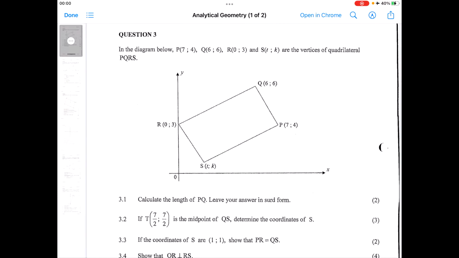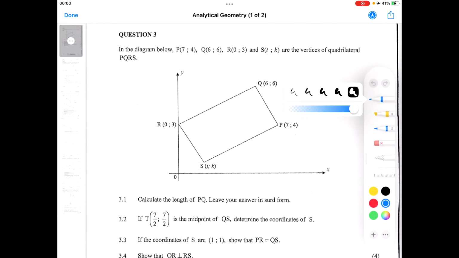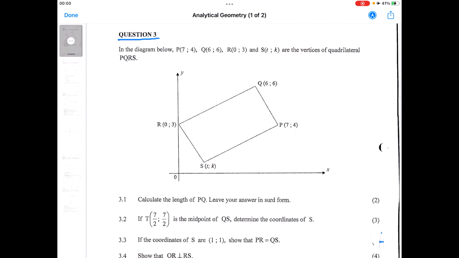So, question number 3 is what we will be looking at in today's lesson. So, let's see. Let me just check if I can be able to write. Yes. So, this is the statement that we are given, and I'm going to quickly read through that statement. It says, in the diagram below, P being a point having the coordinates 7 and 4. Where is P? Okay, there is P.